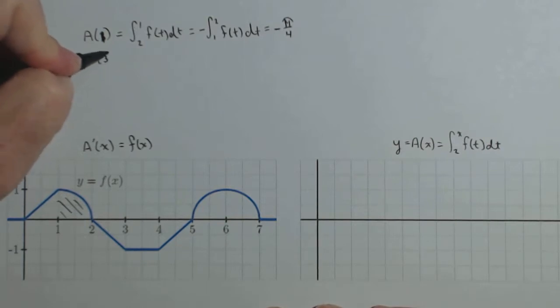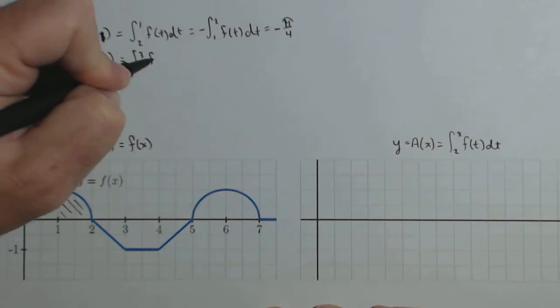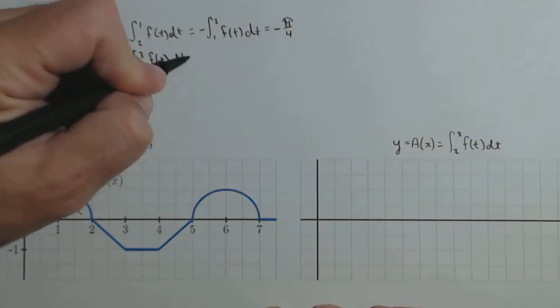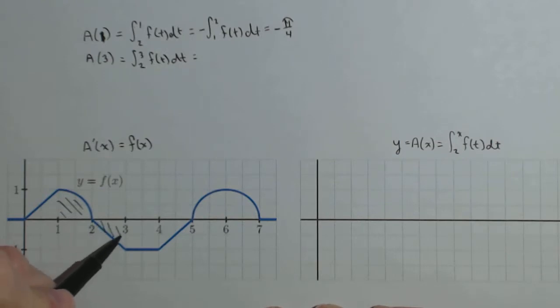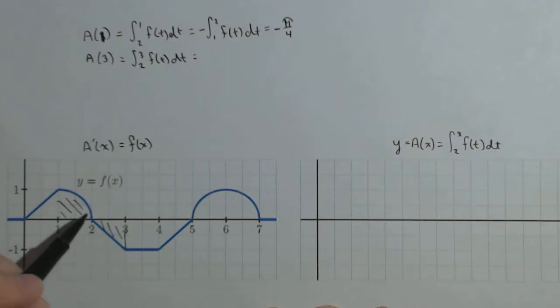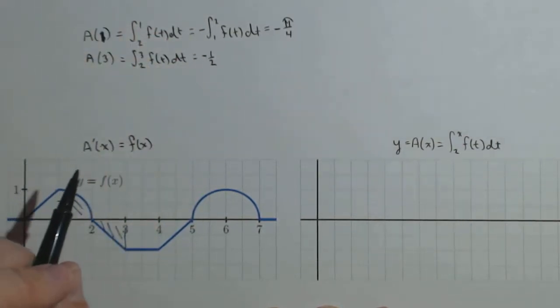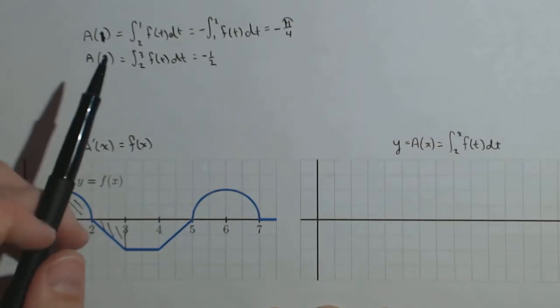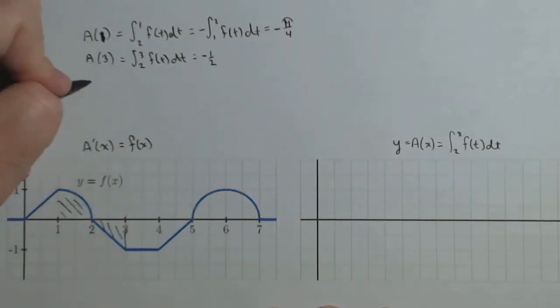It also asks for A of 3. We're going to be finding all the values, so we'll keep going with this. The integral from 2 to 3 of f of t dt is a triangle. Notice it's underneath the x-axis. It has an area of 1/2 because it's got a base and height of 1, so it's a negative 1/2. So we can start looking at the accumulations so that we can actually sketch the graph of A of x.